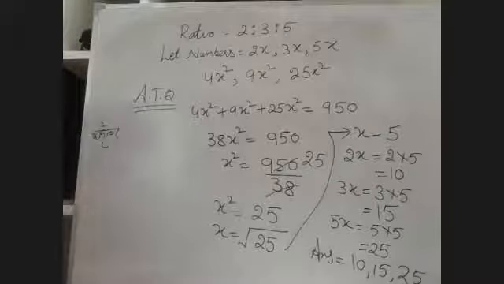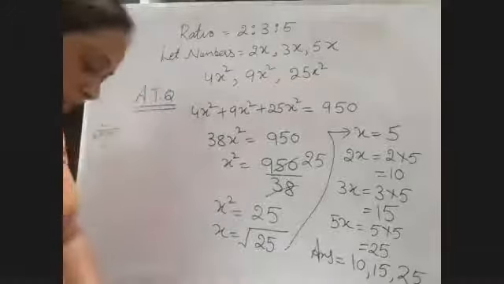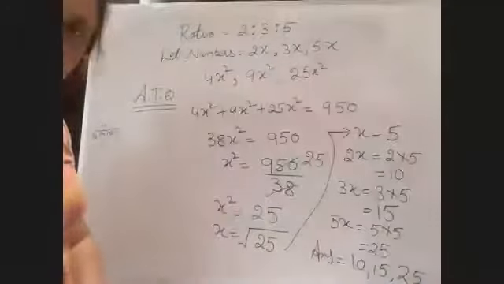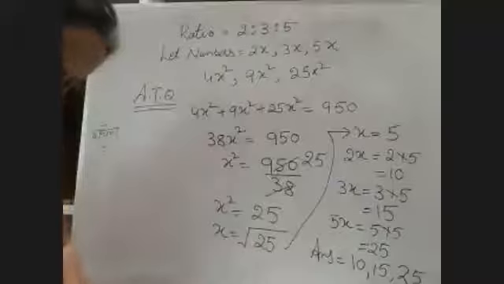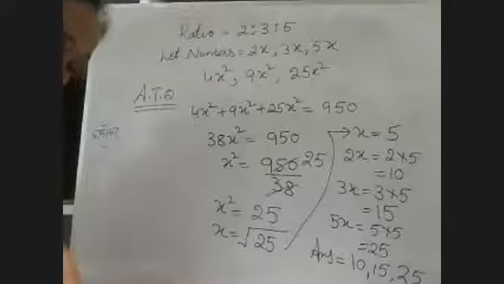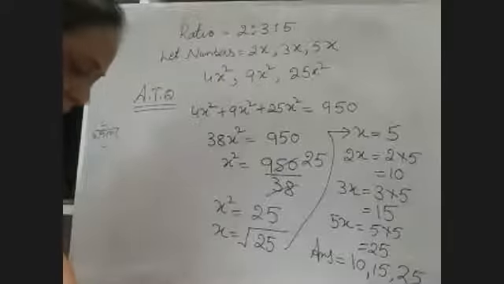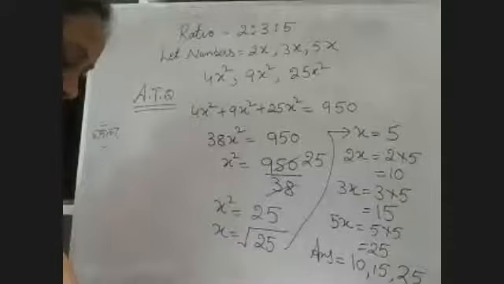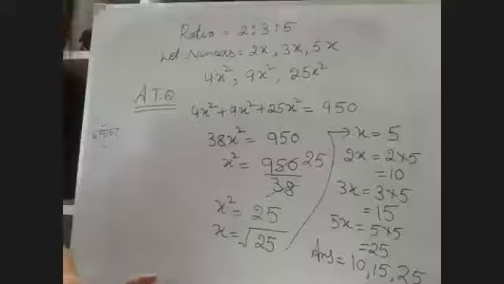Yes, students. Now, the last question of this exercise: the perimeters of two squares are 60 meters and 144 meters respectively. Find the perimeter of another square equal in area to the sum of the first two squares.